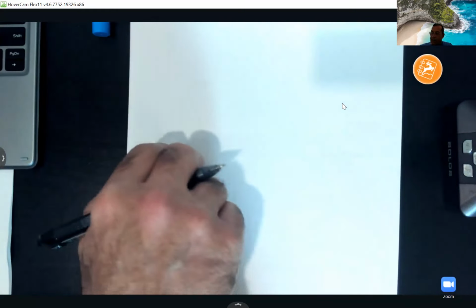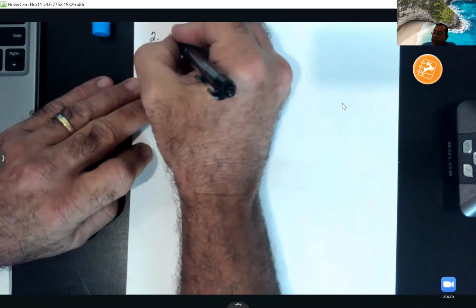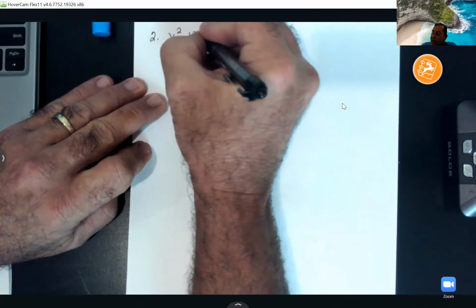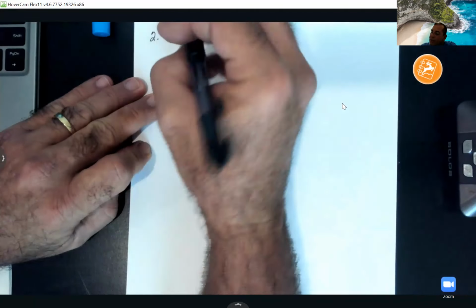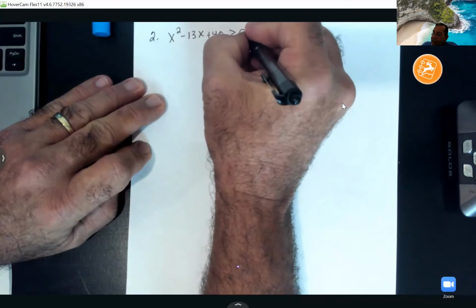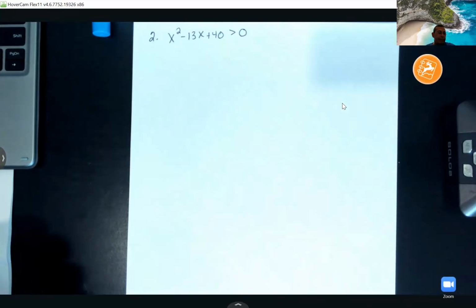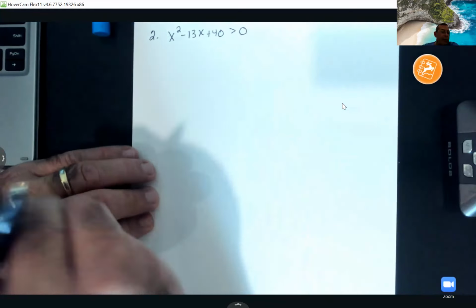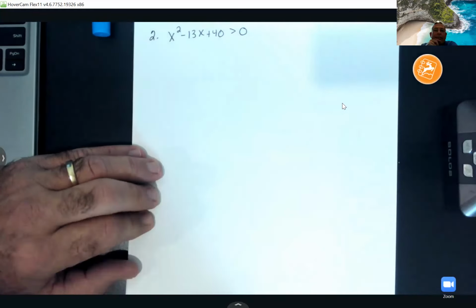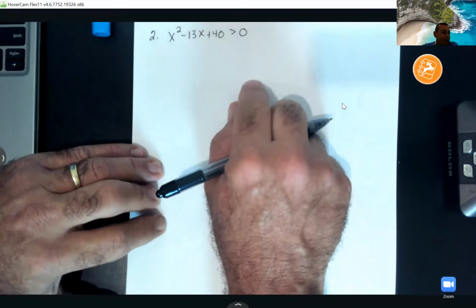Alrighty, y'all, so let's play with more of those. So number 2, I got an x squared minus 13x plus 40. All of that is greater than 0. Alrighty, y'all, so I'll actually show y'all this one on the calculator. I forgot on the last one. I think I said I was going to. I'll show you on this one.